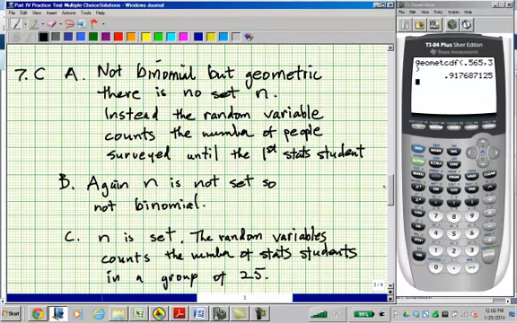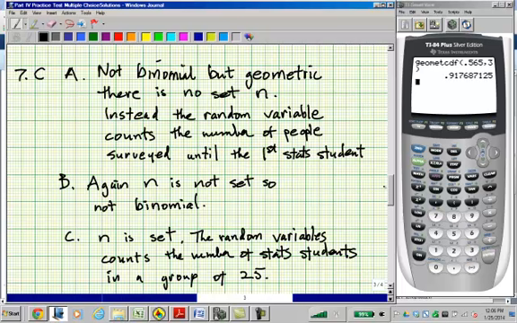Okay, 7. We're talking about the number of people we survey until we find someone who's taken statistics. This is not binomial because there's no set n. Theoretically, it could be a billion people. Binomial probability has n, p, and x. Sometimes we don't know what x is, or we're trying to find the average x, but n is always set.